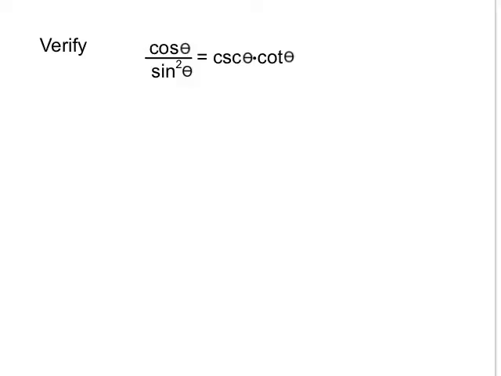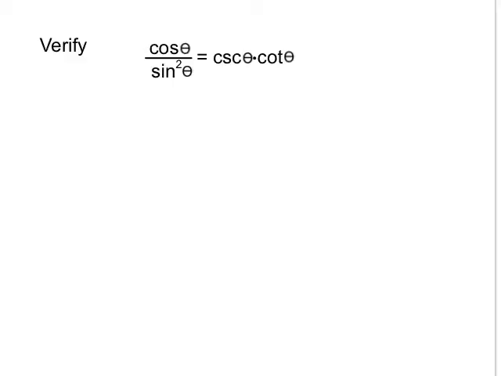All right, so cosine of theta over sine squared theta. We want to see if that can verify to equal cosecant of theta times the cotangent of theta. All right, here's what we got. And I am going to do something that you don't necessarily have to do. Let's do it.